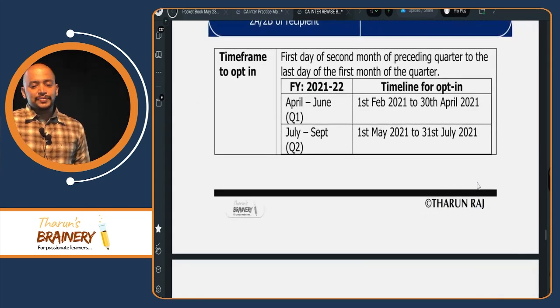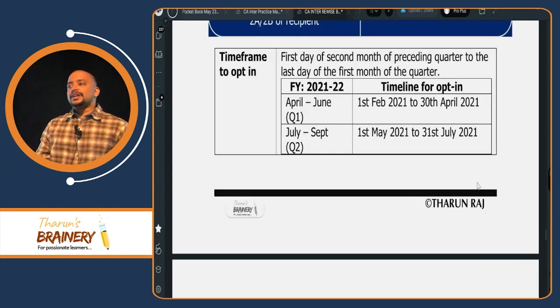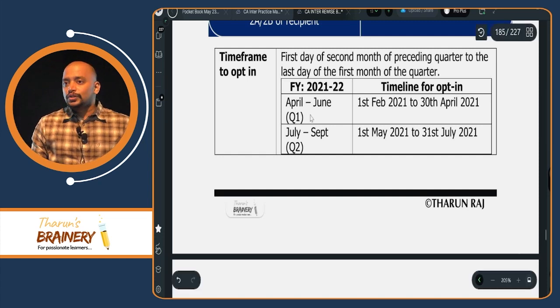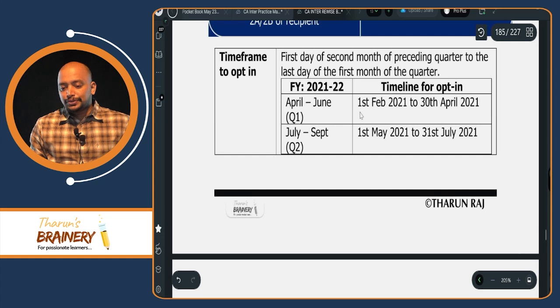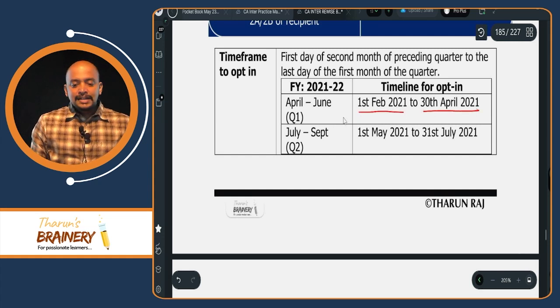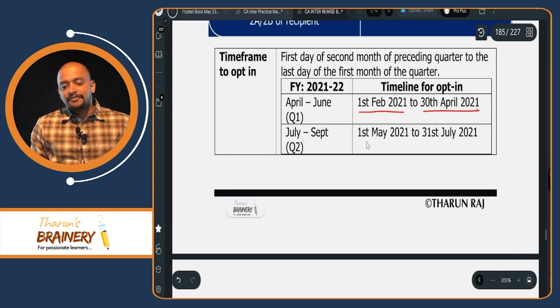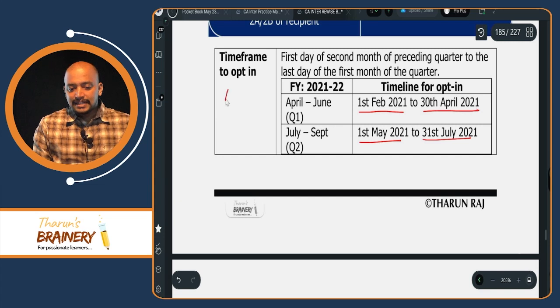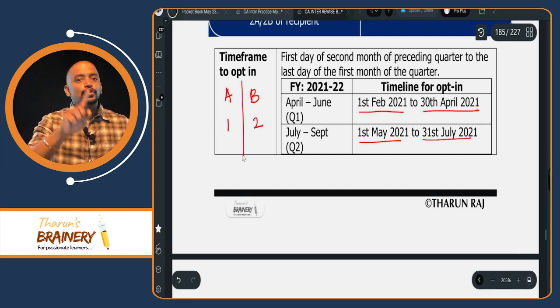Then see the next one. Time frame to opt in. When should I opt in to QRMP? For example, for the first quarter, if you want to opt in, 1st February 2021 to 30th April 2021. Same way, for July to September, 1st May to 31st July. How to remember this? Easy. A for after, B for before. Alphabet A is 1, alphabet B is 2. So 1 month after, 2 months before.